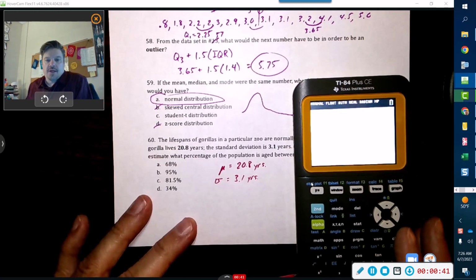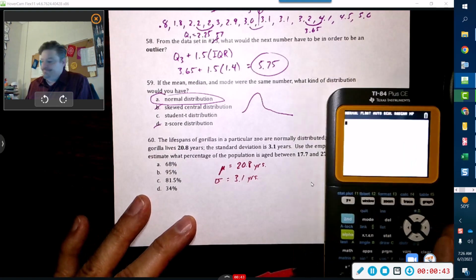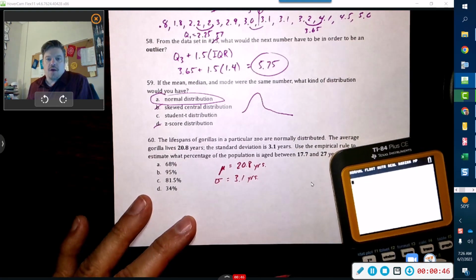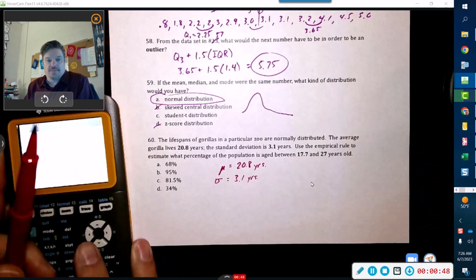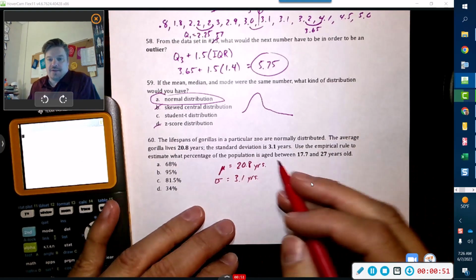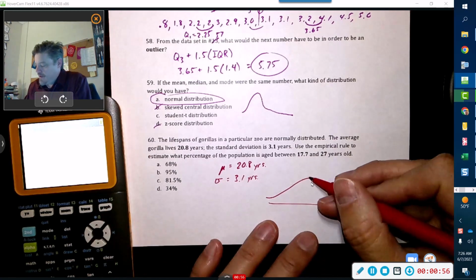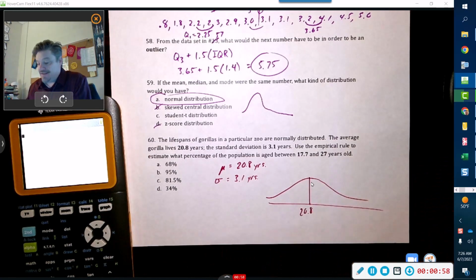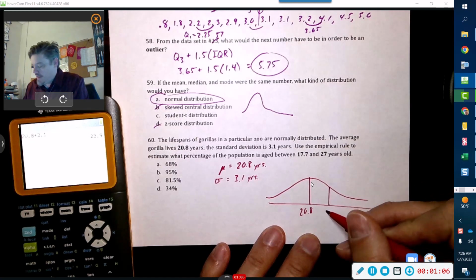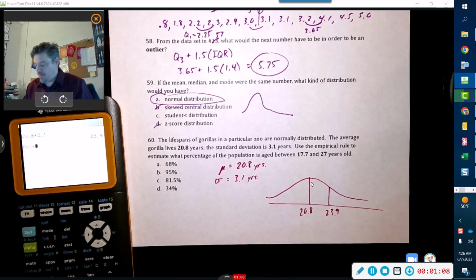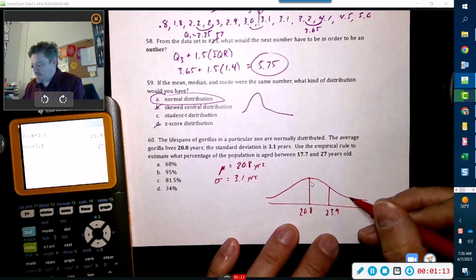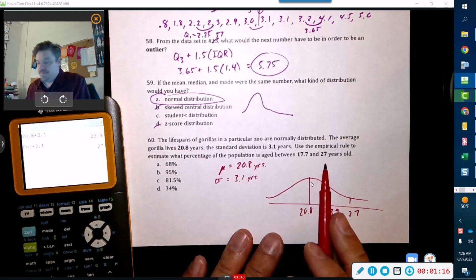So we have to know where we are on the normal curve in order to use the empirical rule. So we've got to draw a little diagram here. It's helpful. Right there in the middle is the 20.8, and if the standard deviation is 3.1 years going forward, that would be 23.9, going forward again, 3.1, that's 27. Okay, so we got 27 there.